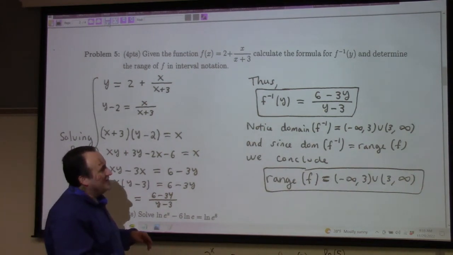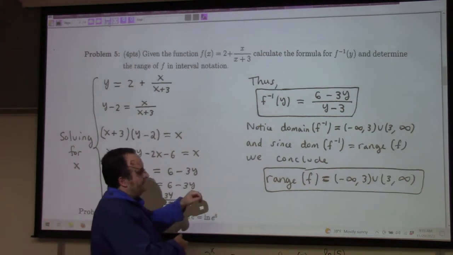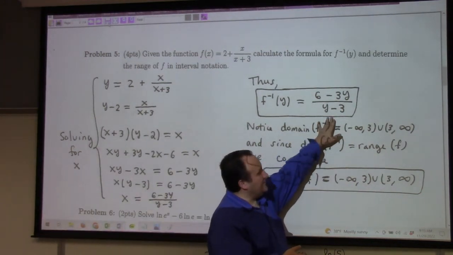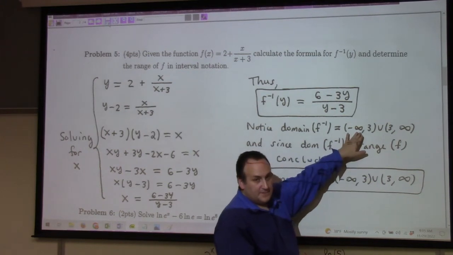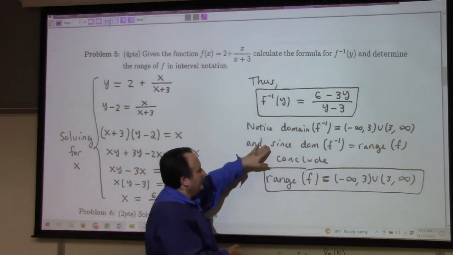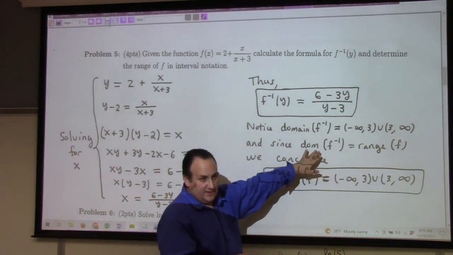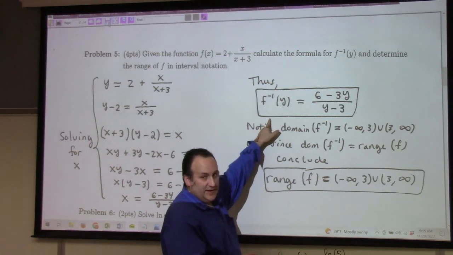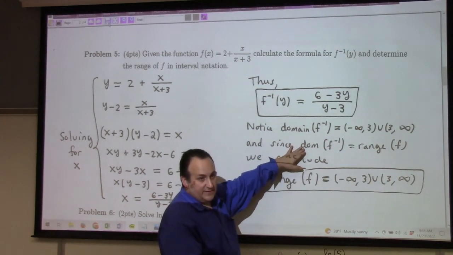So, what's the domain of the inverse function here? Well, you need the denominator to not be 0, so we just take the real numbers and get rid of 3. But here's the neat thing. Remember we talked about this, that the domain of the inverse function was the range of the function, right? So by calculating this inverse function, you have now learned what the range of the function was.